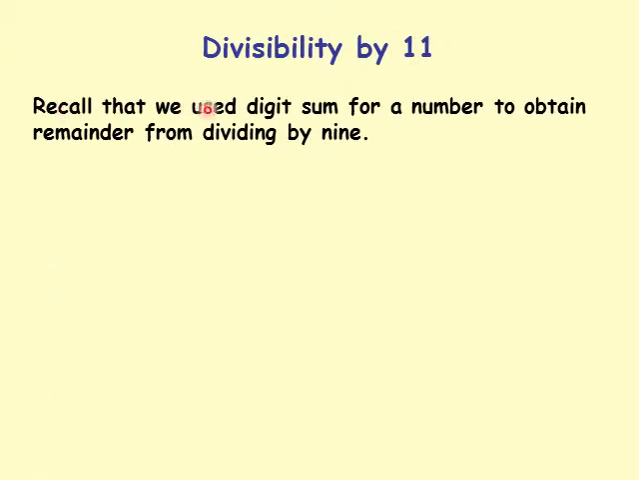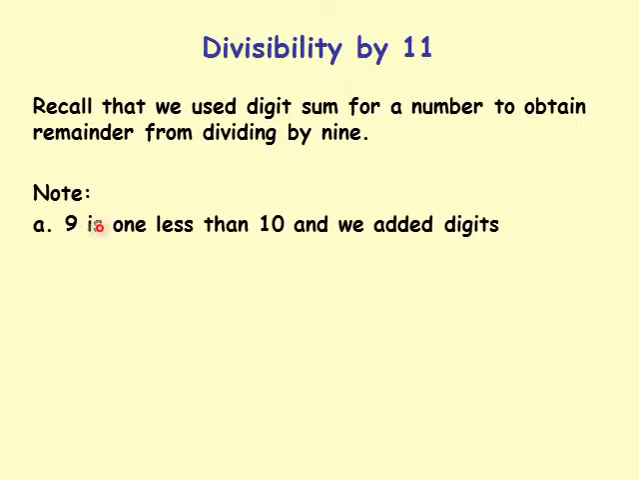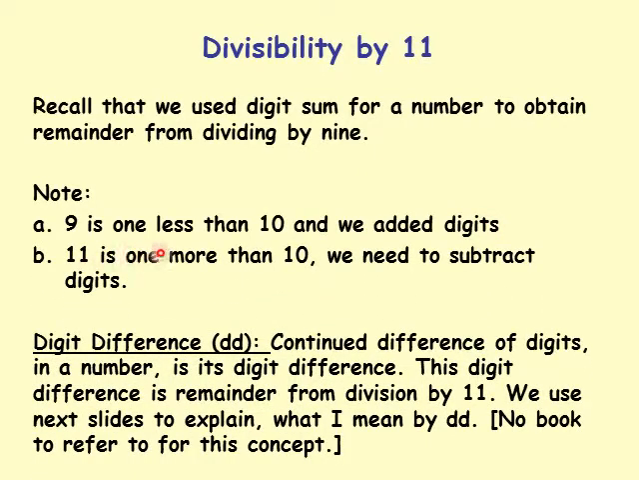Okay, let's continue and discuss divisibility by 11. Recall that we use digit sum for a number to obtain the remainder from dividing by 9. Let's observe here. 9 is 1 less than 10 and we added the digits. 11 is 1 more than 10 and we need to subtract the digits in some way.